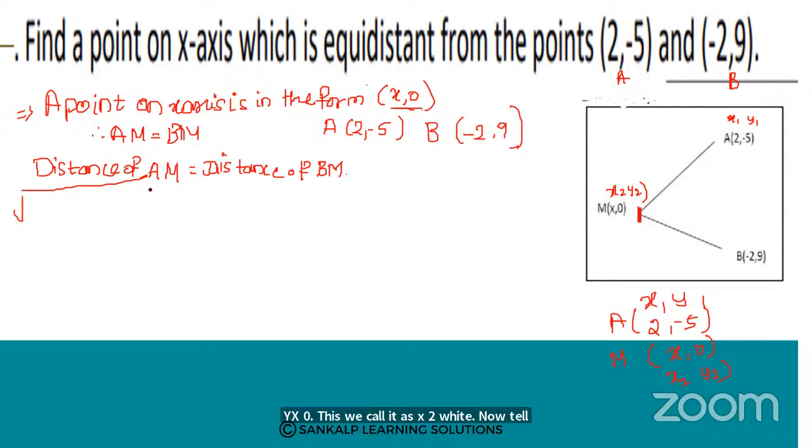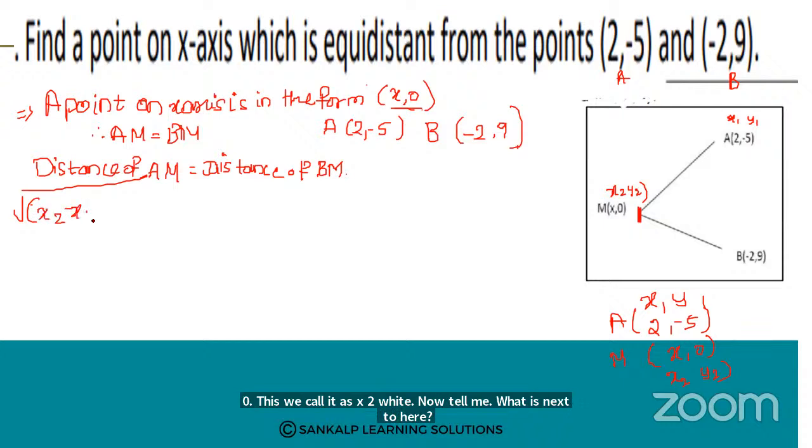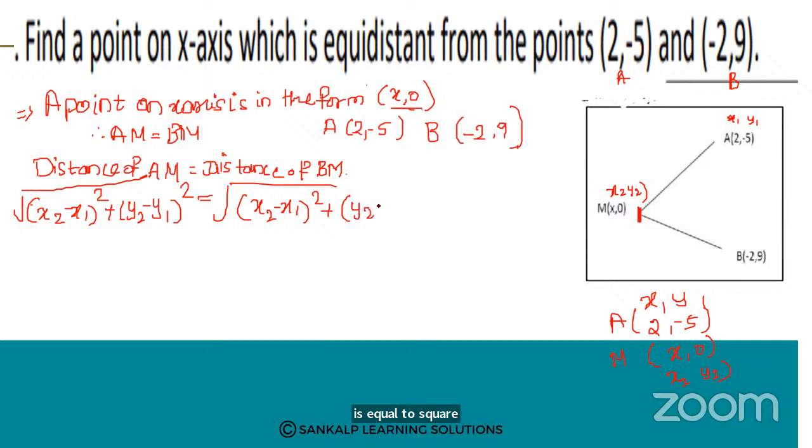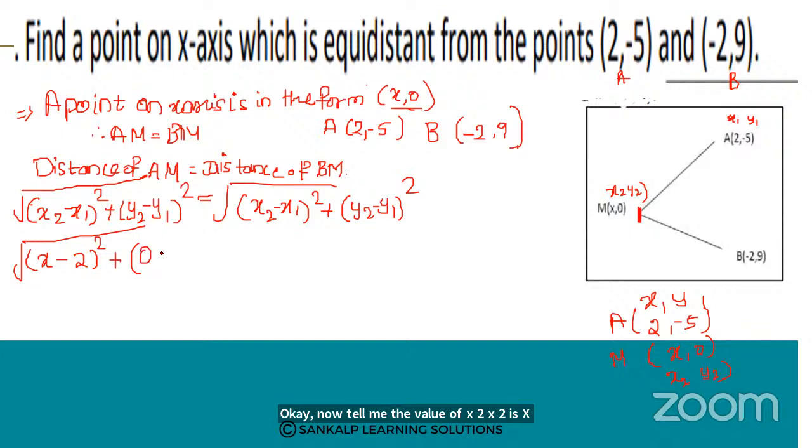Now tell me, what is x2 here? Distance formula is square root of x2 minus x1 whole square plus y2 minus y1 whole square. Now tell me the value of x2. x2 is x minus x1 which is 2, whole square, plus y2 is 0, y1 is minus 5, so 0 minus of minus 5, square.